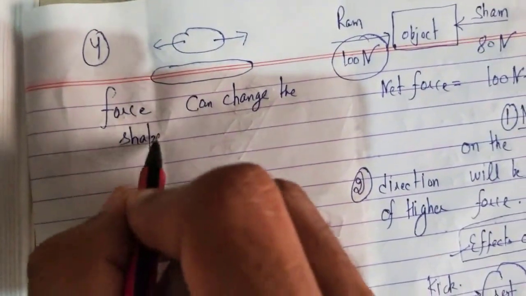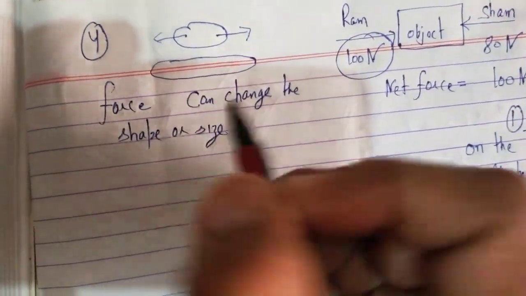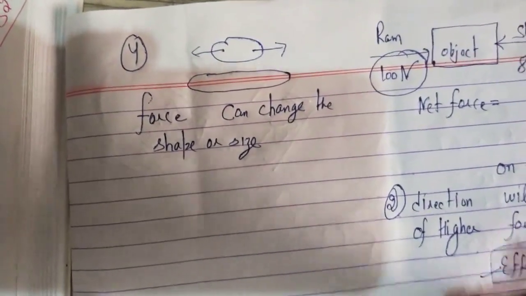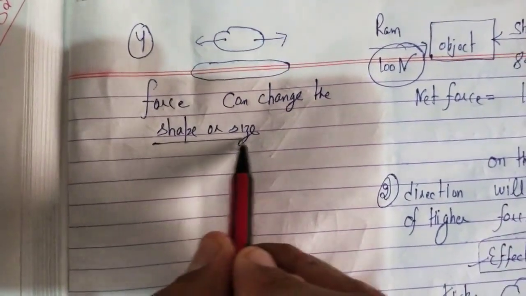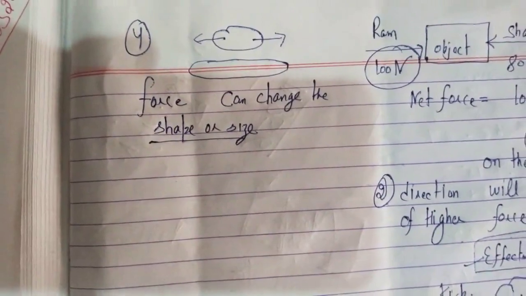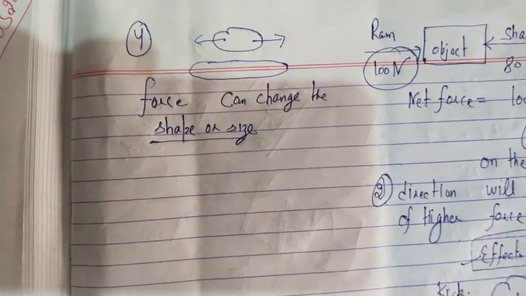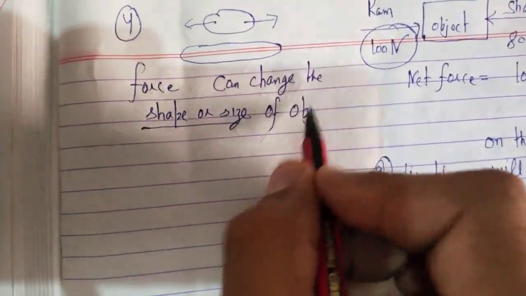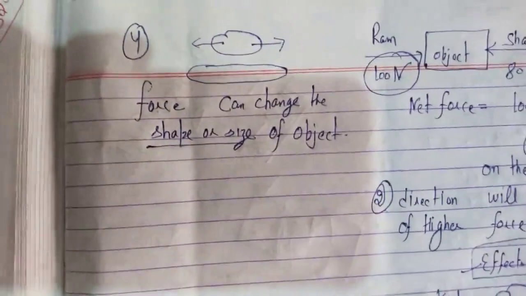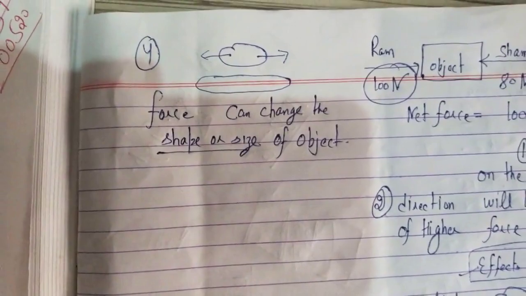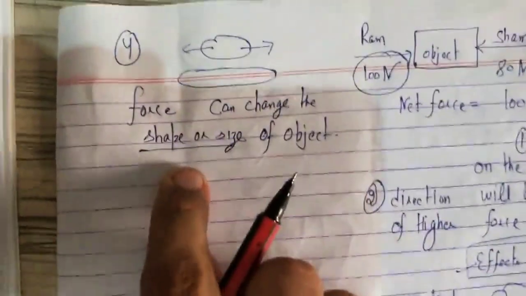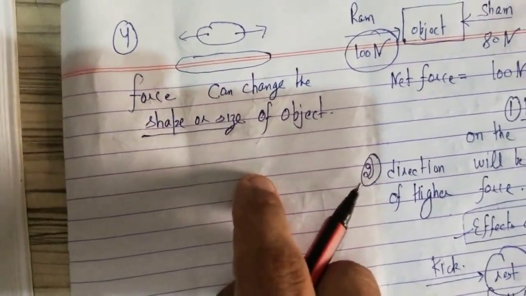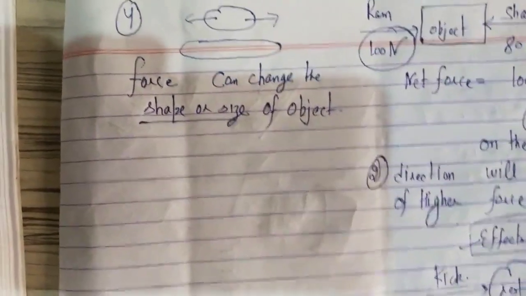But it is not true for all the objects. You apply the force on a wall, but the shape of the wall is not going to change. But a rubber band is being changed. So this is the fourth effect of force. Force can change the shape or size of an object. But this statement is not valid for each and every object in this physical world. Like your mummy is applying force on the chapatis to make them round. So this is also a concept of effect of force.